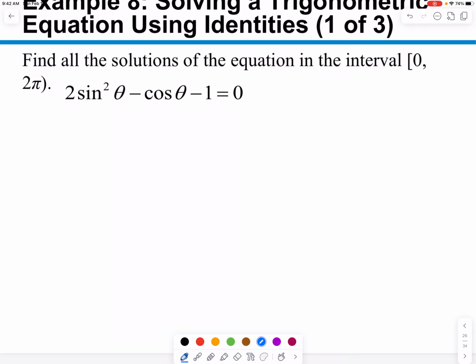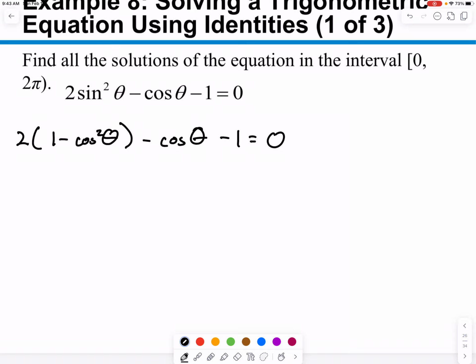All right, let's look at this one. Find all solutions of this equation on an interval from 0 to 2 pi. Okay. All right, so let's use the trig property for sine. Sine squared plus cosine squared equals 1. So I'm going to rewrite this: 1 minus cosine squared theta, minus cosine theta minus 1 equals 0.